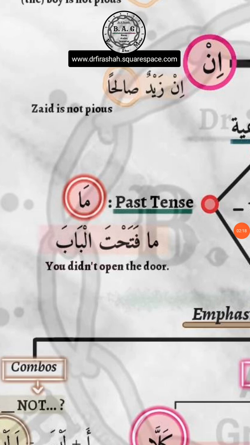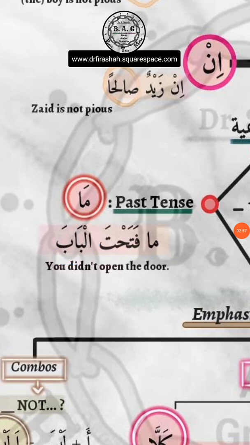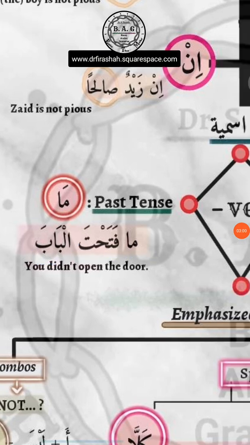Now here, this khabar, the door, this is nasab, not because it has been affected by this ma, but it is mansub because it's maf'ul. It's a detail. And what is it a detail of? Fatahta. So you opened. What did you open? The door. So this is nasab because of this fatahta. It's a maf'ul of this fatahta. And when you have to add the ma in past tense, you just do it. No other changes have to follow. So ma fatahta al baba, you didn't open the door.